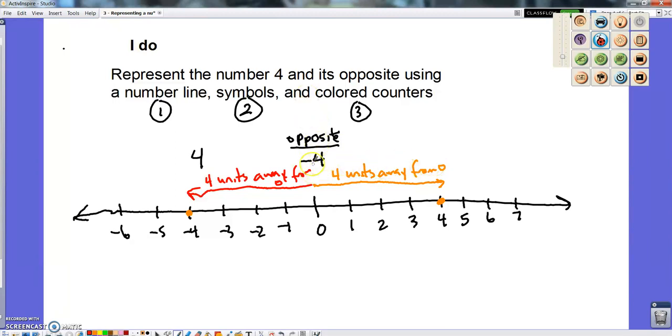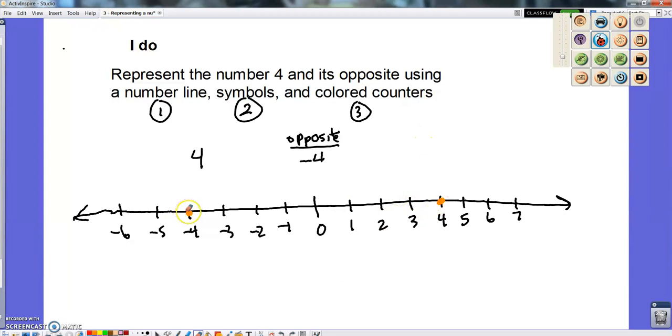Temperature where you're above 0 or you're below 0. So like 4 degrees is the same distance from 0 as -4. They're just in the opposite direction. So 4 and -4 on the number line, you don't have to draw that every time you show the opposite. You just have to do that. That shows 4 and its opposite. So that's one way to do it.